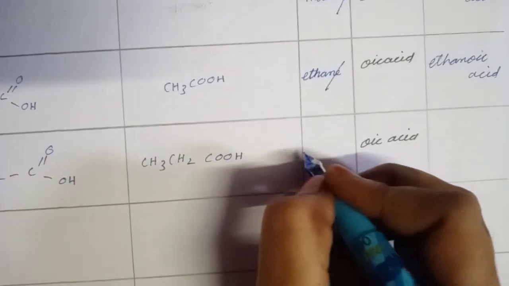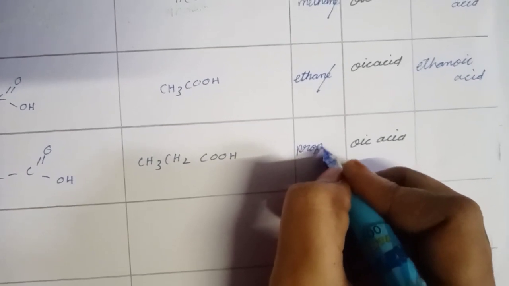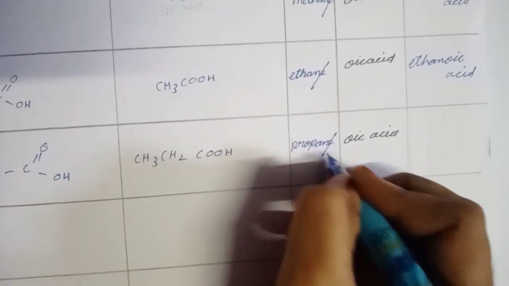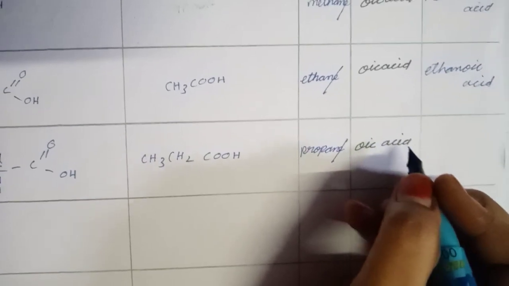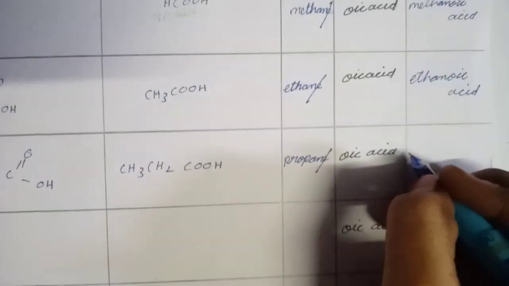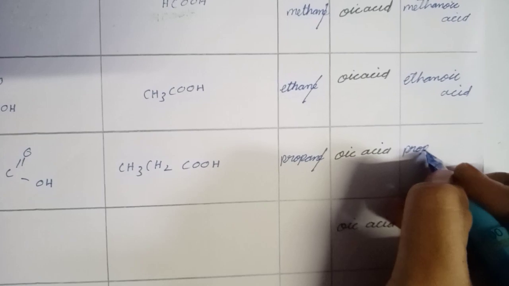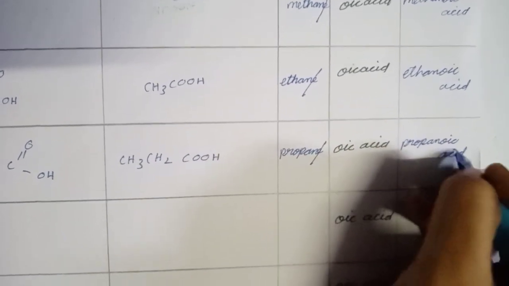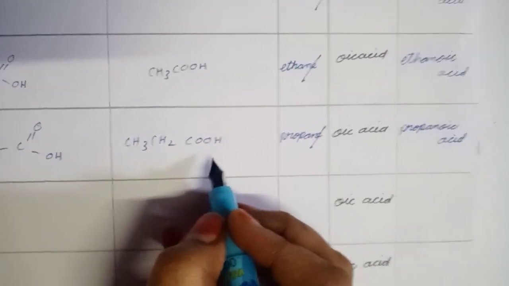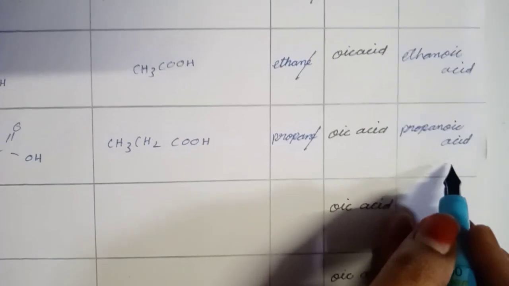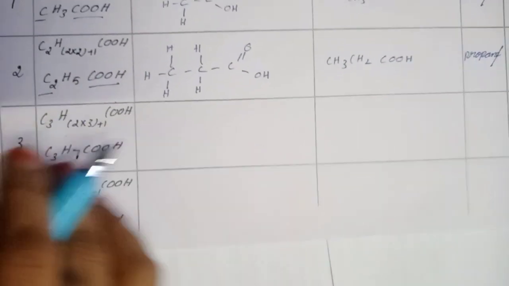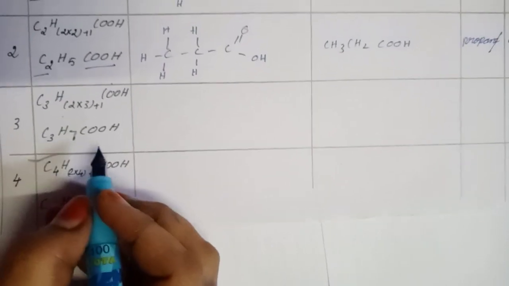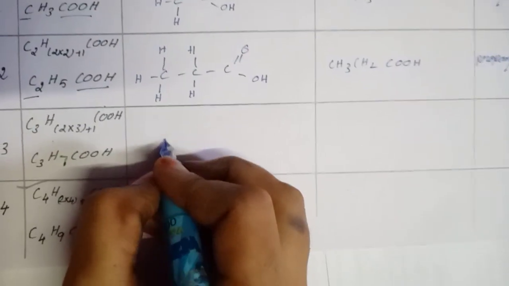This alkane is propane. Cancelling E, we merge the alkane name and the oic acid suffix. What do we get? The name for CH3CH2COOH is propanoic acid. Next, number of carbon 3. We substitute in the general formula, and we get C3H7COOH.